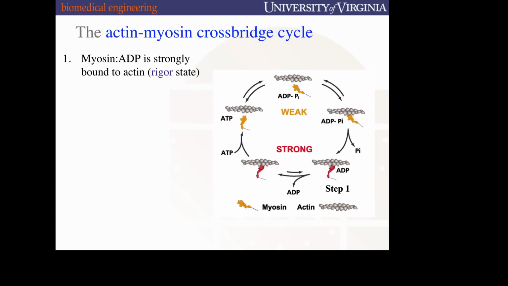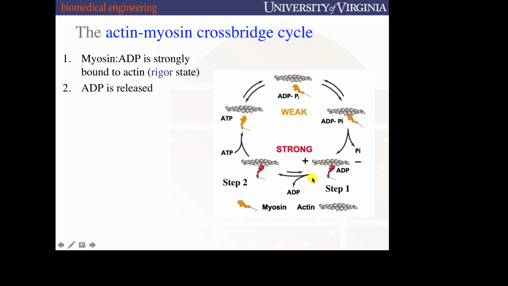Myosin bound to ADP, and it's strongly bound to actin. Okay, this particular conformation of myosin has very strong affinity for actin and does not let go easily. Just to remind you and orient yourself, in this particular actin filament, this is the plus side, this is the minus end, and so the myosin is moving in this direction, right, in the plus direction.